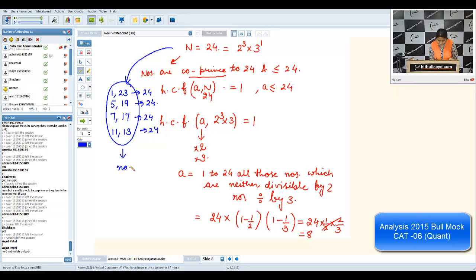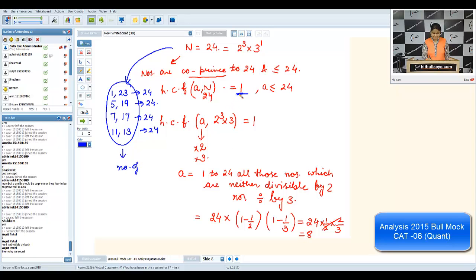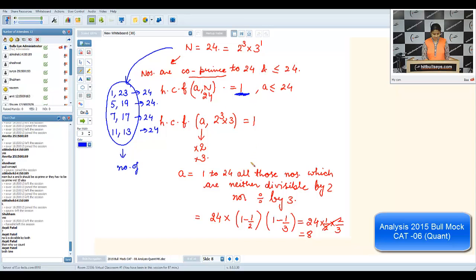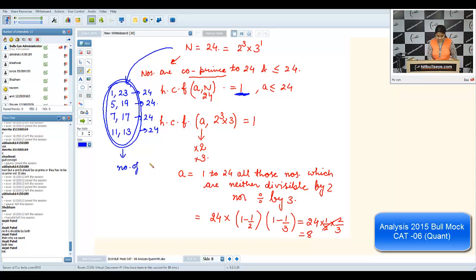Yes, 6 we cannot take because the HCF of 6 and 24 will be 6 and we need 1 as the HCF. Is it okay, Arpit? We need HCF as 1. No, 6 is not written in this. These 8 numbers are allowed: 1, 23, 5, 19, 7, 17, 11, 13. I'm not going to write 6. Now, the number of such numbers is 8.